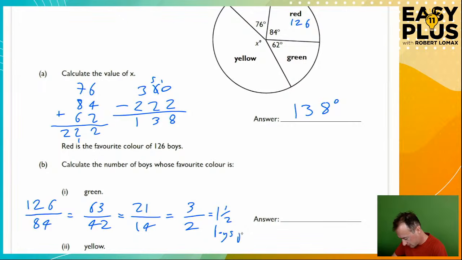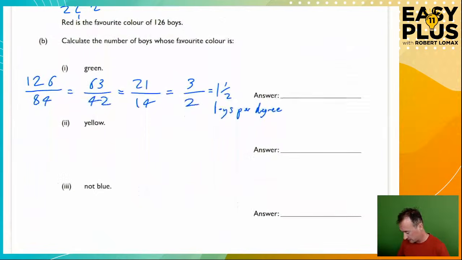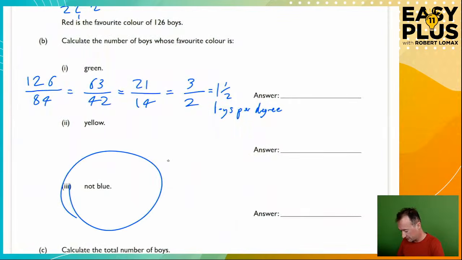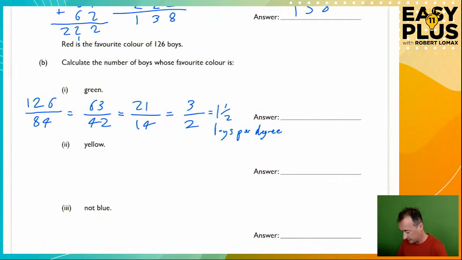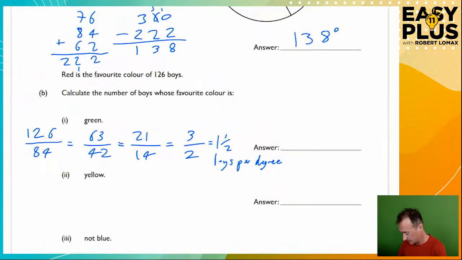boys per degree. Now this is not the answer to the question. This is what we need to solve the question. But the really useful thing about this is that by finding the number of boys per degree, we've now done most of the working for the other parts of this question, and perhaps even more further down. We'll come to that. So 1.5 boys per degree.